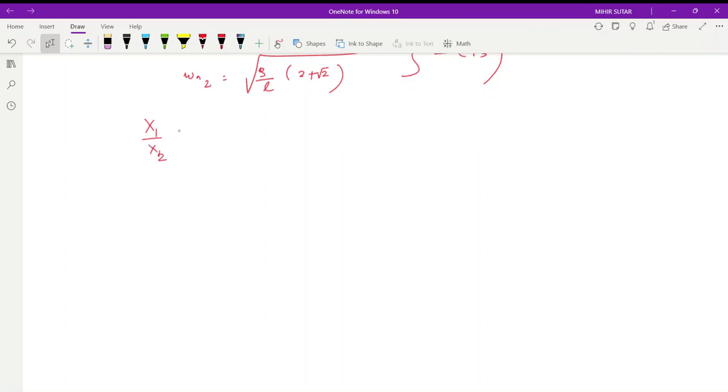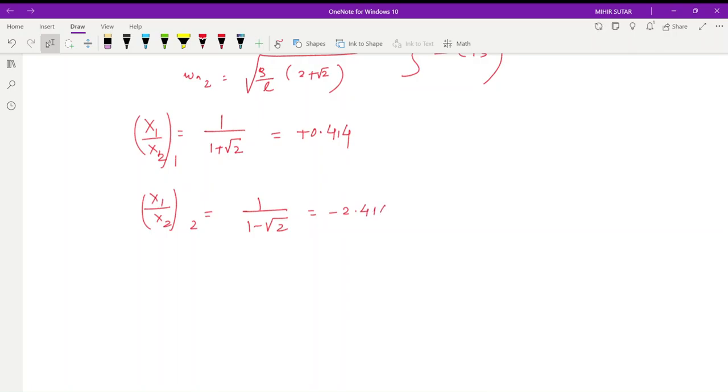Now this gives us two mode sets. One is X1 by X2 as 1 divided by 1 plus root 2, so that will be plus 0.414, and the second one, X1 by X2, this is X1 by X2 first mode, X1 by X2 second mode, will give you 1 divided by 1 minus root 2, which is minus 2.414. Okay, let's say this is equation 16.